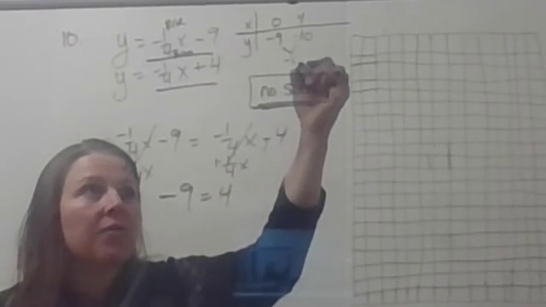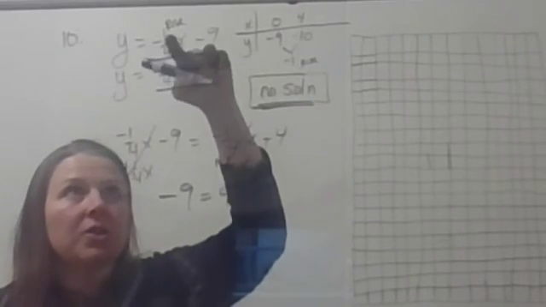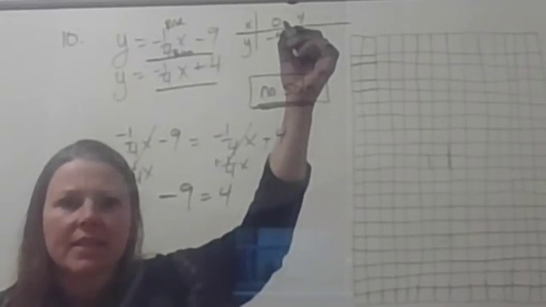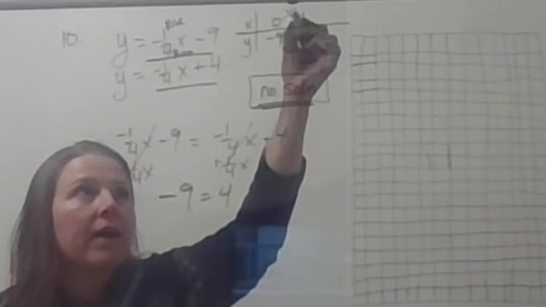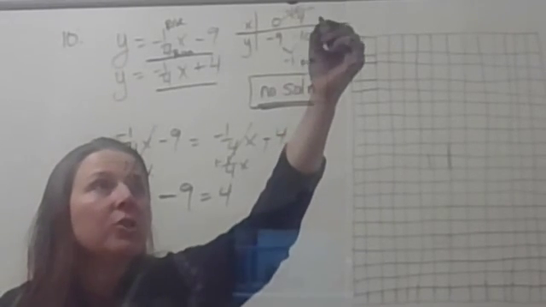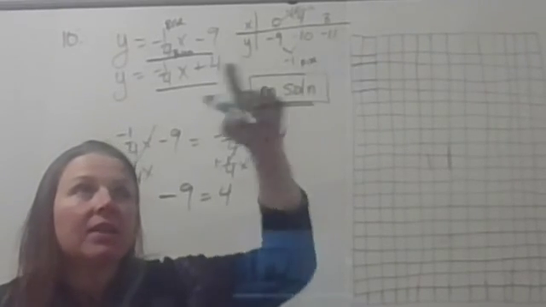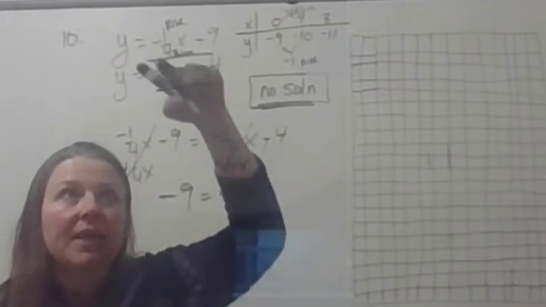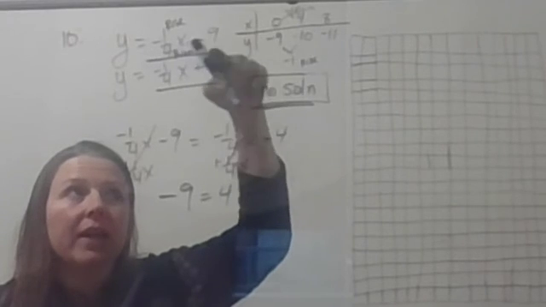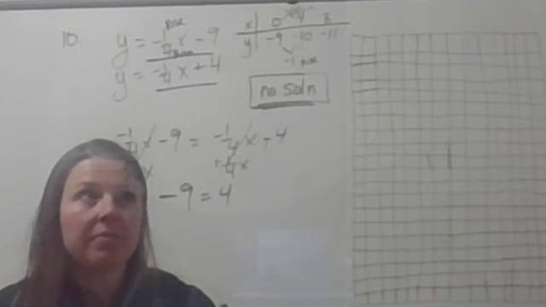This is the -1, which is your rise, and this is 4, the run of 4. So as you go up by 4 again, at 8, you're going to be at -11, and you can check that. 8 times -1/4 is -2, -2 minus 9 is -11.